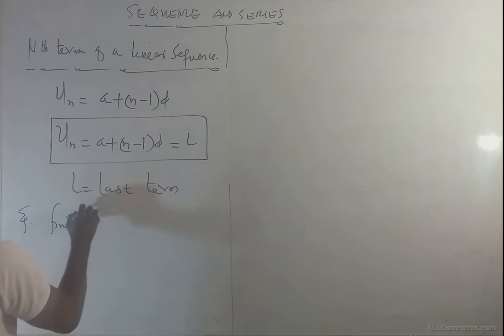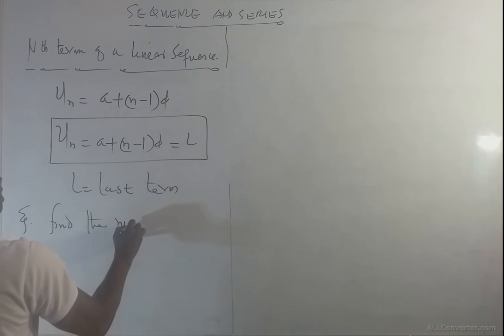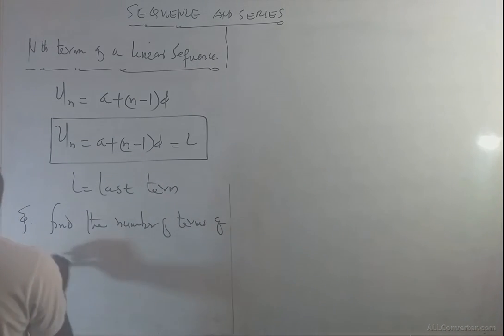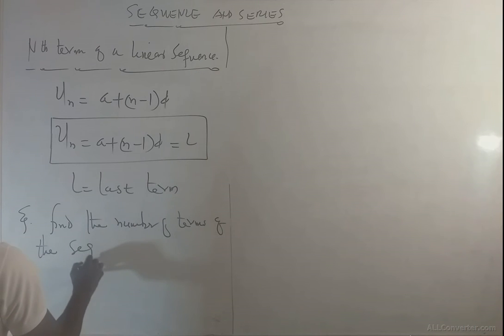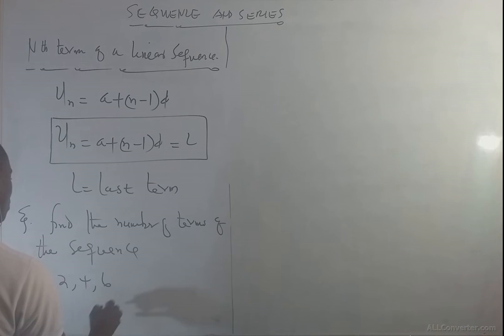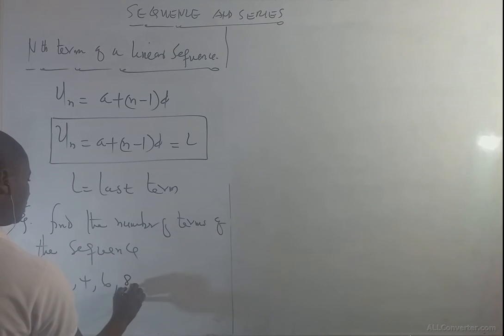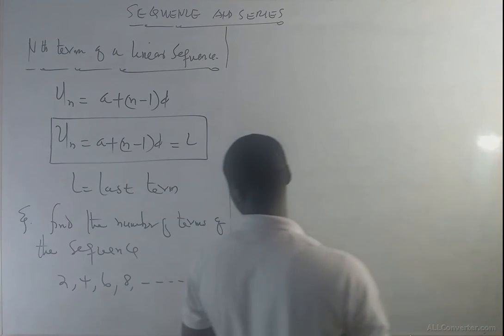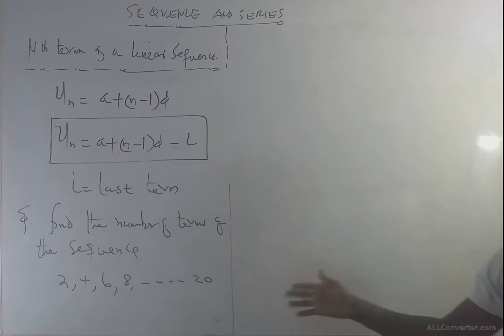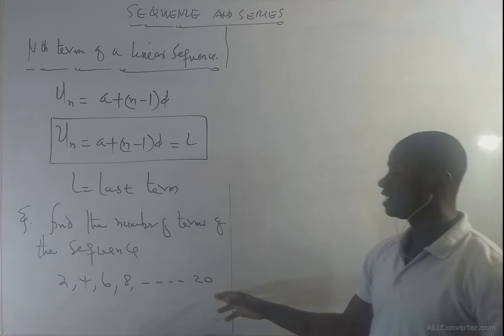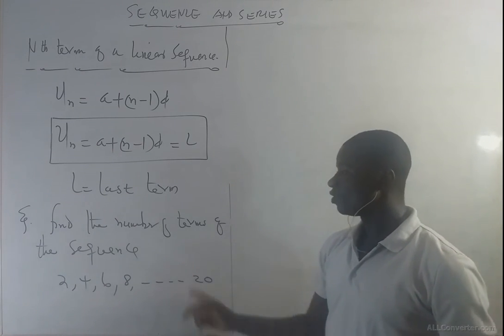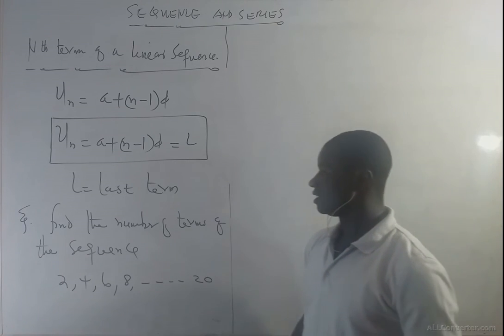Let's assume that we have to find the number of terms of the sequence. We have 2, 4, 6, 8, up to 20. Now, you can see that this is a finite sequence because the last term is known. So, assuming that you have to find the number of terms of this sequence, how do you do that?